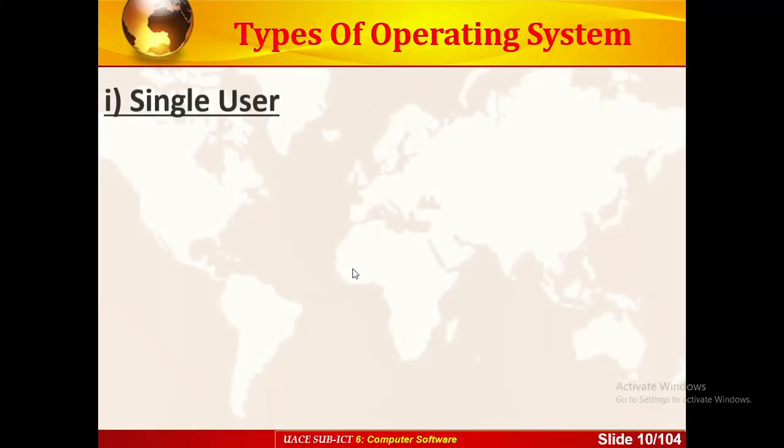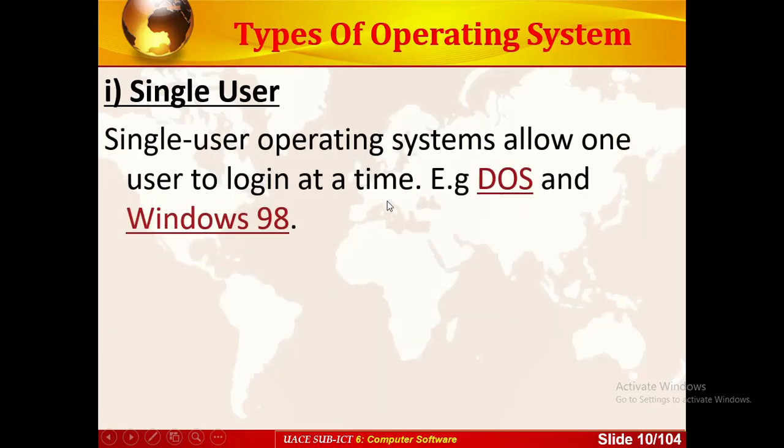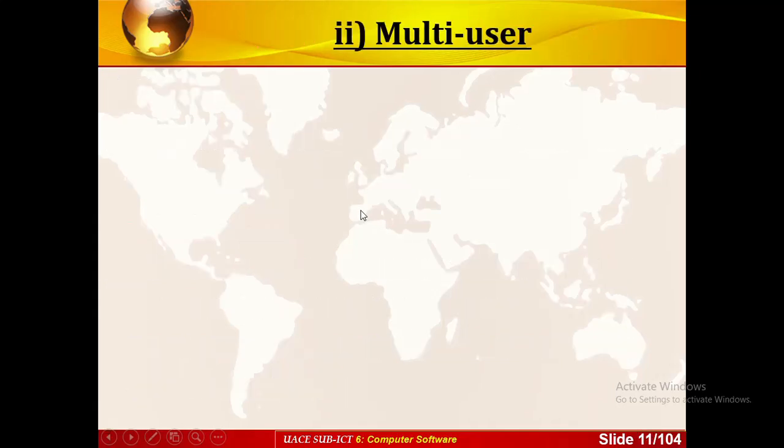Then types of operating system, we can talk of the single user. This actually allows one user to log in at one time. In this example we have DOS and Windows 8, one operation at a time. You cannot start creating a document and open a graphic with the school badge at the same time. This allows one user, one operation at a time.